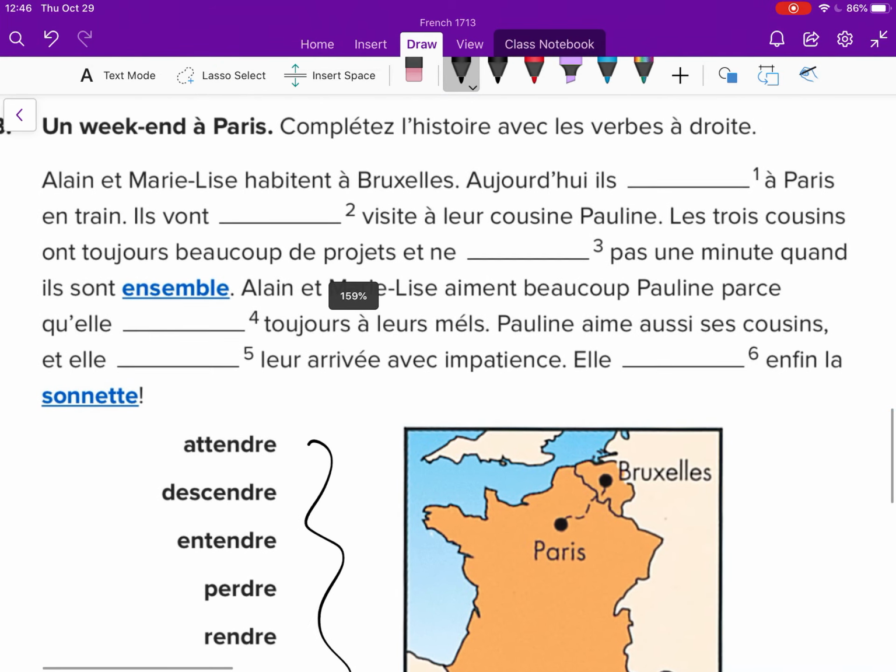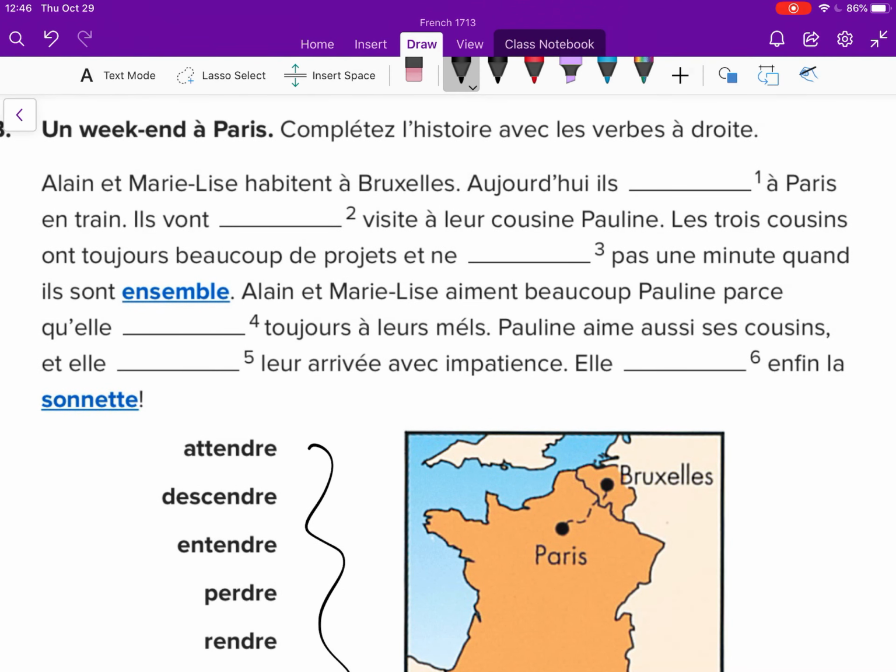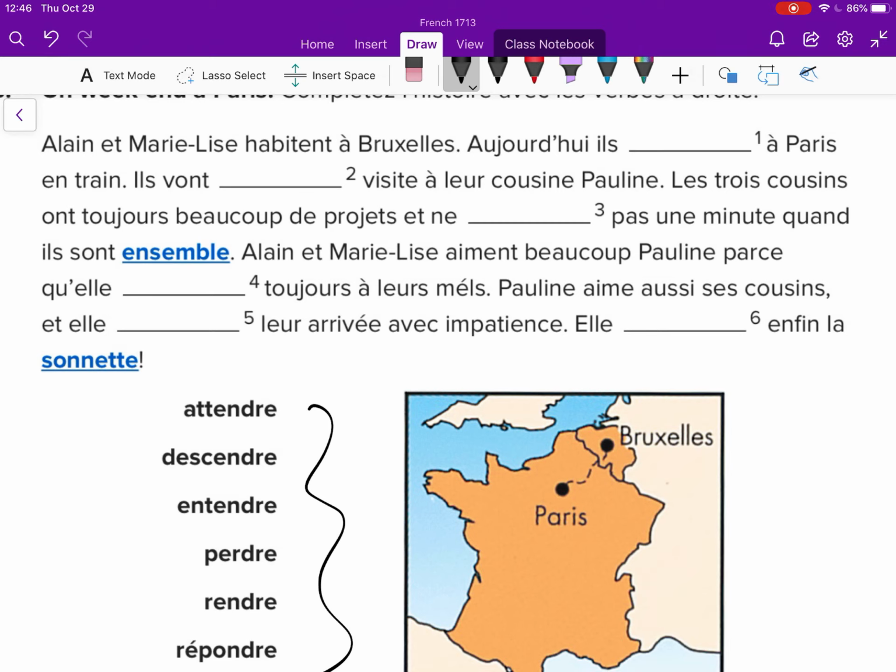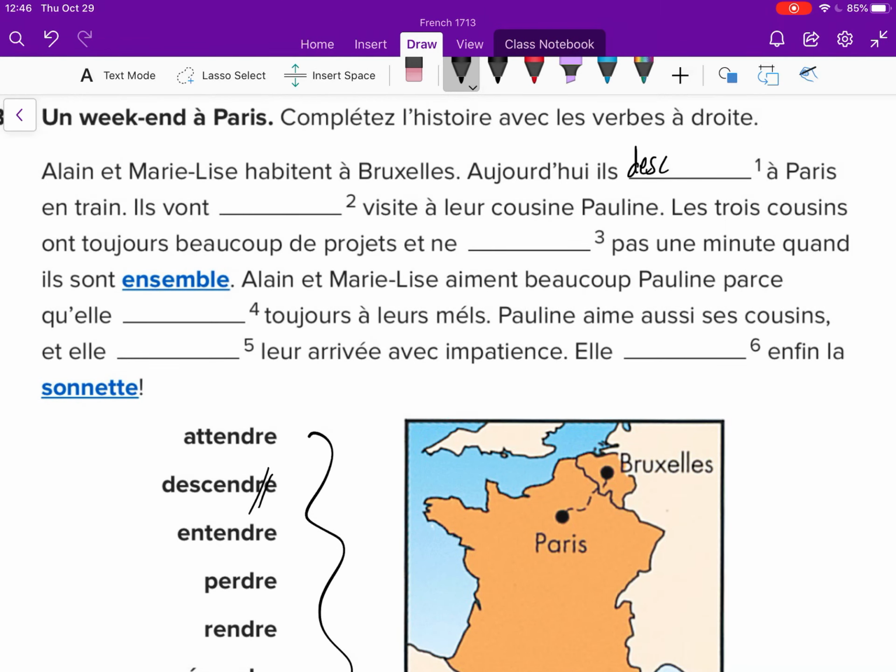Okay, let's try this together. Alain et Marie-Lise habitent à Bruxelles. Aujourd'hui, ils blank à Paris en train. So going through the meanings of each of these verbs, would it be possible that they're waiting in Paris by train? No, so attendre won't work. Is it possible that they are going down to Paris by train? Yes, and in this case, this is perfect because Brussels is north of Paris, so they're going south. So I'm going to use descendre. I'll take off my R-E and add my ending here. So now I have descend, ending is ENT, descendent à Paris en train.